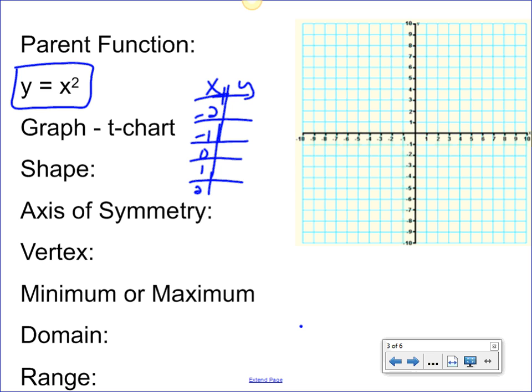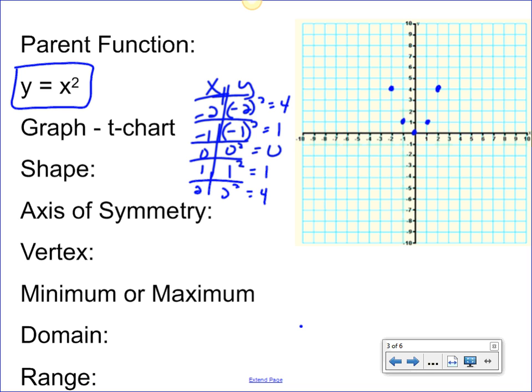And how do we do that again? You'd plug in a -2 and square it, so you get a 4. You put in a -1 and square it, and you get a 1. 0 squared is 0, 1 squared is 1, and 2 squared is 4. So if I were to graph those points: (-2, 4), (-1, 1), (0, 0), (1, 1), and (2, 4).